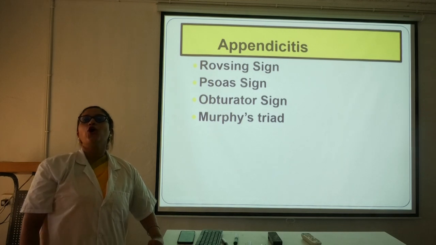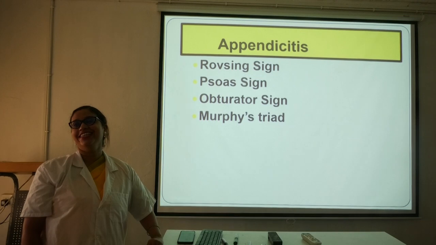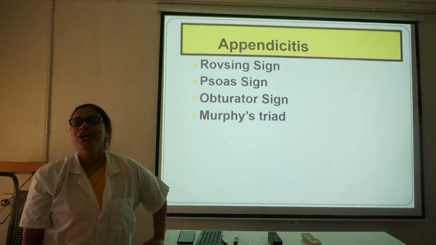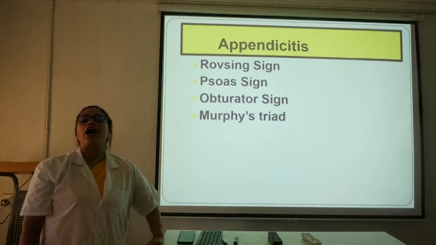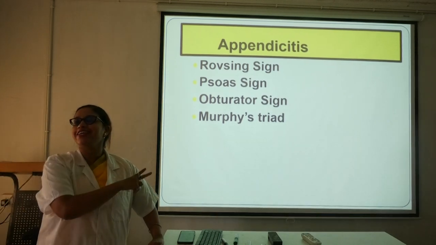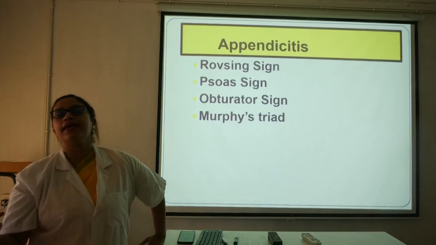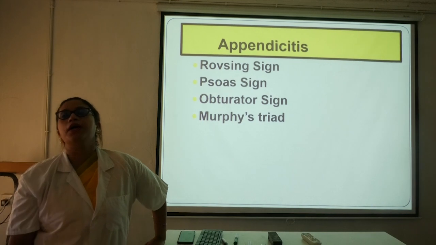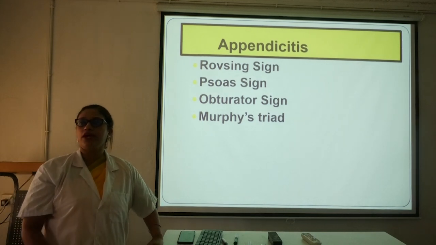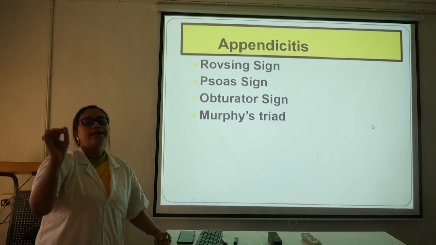Okay, so I did this because you will remember it throughout your life. Okay, so these are the three triad. One is pain on the right iliac fossa, then there will be fever, then the third point would be vomiting. Okay, so these are the Murphy's triad. Okay, then write down another one.